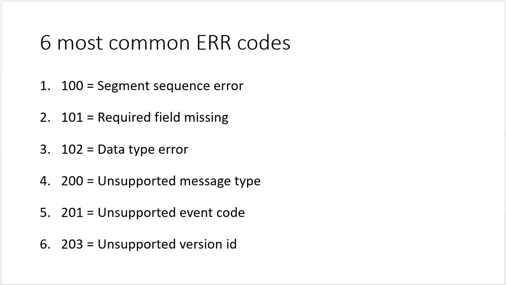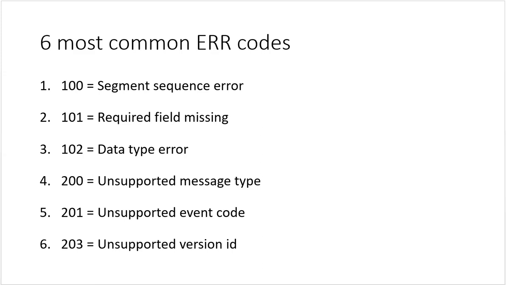As we just showed in the example, if the required field is missing, and I've listed out the required fields in an earlier message, you get a 101. 102 is a data type error. If you have a wrong data type in a field, if you have a data type that should be numbers, and you have letters in that field, you'll get 102 data type error.